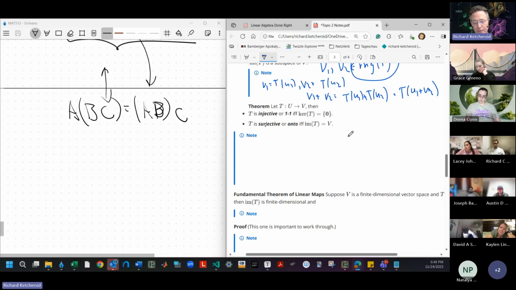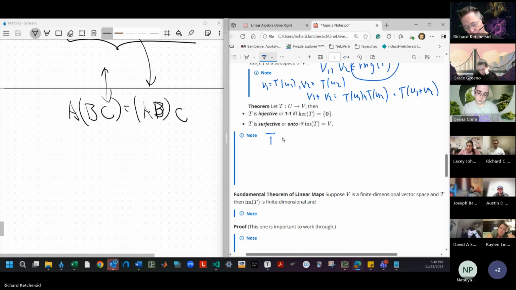T is injective if and only if the kernel is 0. Why is that true? So injective is 1-to-1, the same. So there's like two directions to prove, right? So T is 1-to-1 implies the kernel is 0. So how do I get the kernel 0 here? So assume T is 1-to-1, and let's say T of U equals 0. What do I need to show that the kernel is trivial?